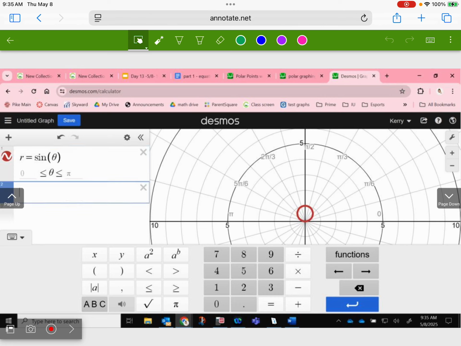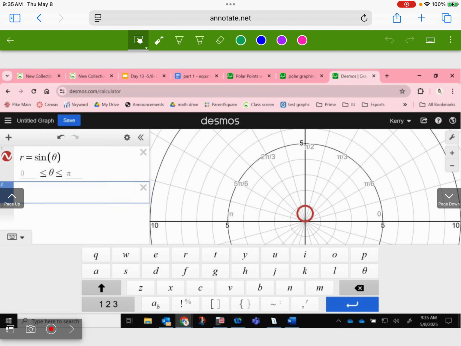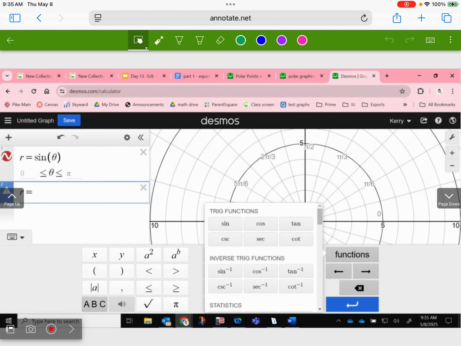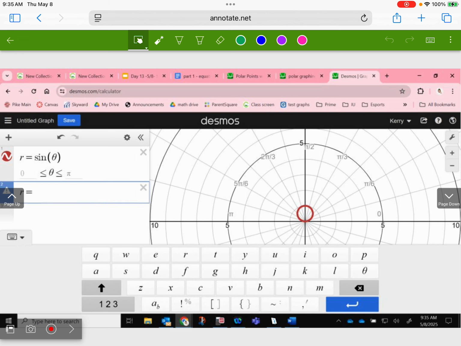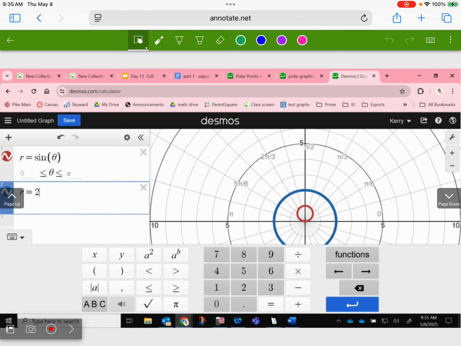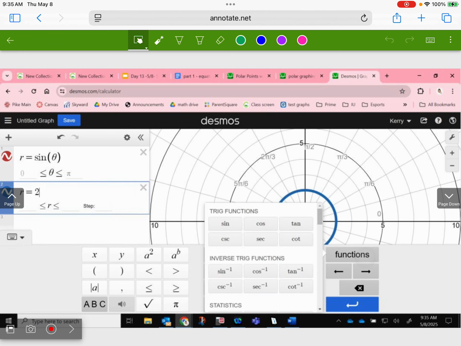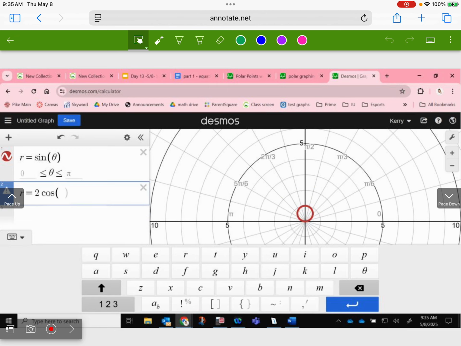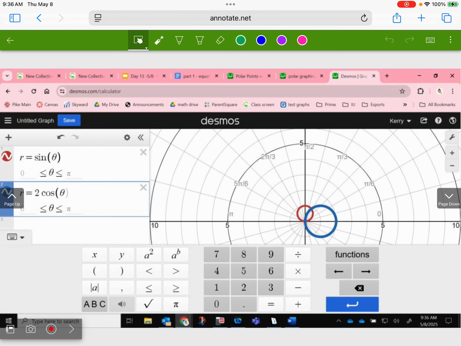If you want to include more, since you want to do more than one equation, you can do separate lines and do your r equals. As long as you put in your r equals, it'll be fine. Here's number 6: 2 cosine of, and in the ABCs is where we have our theta. You can also just type in theta, and it'll switch it.